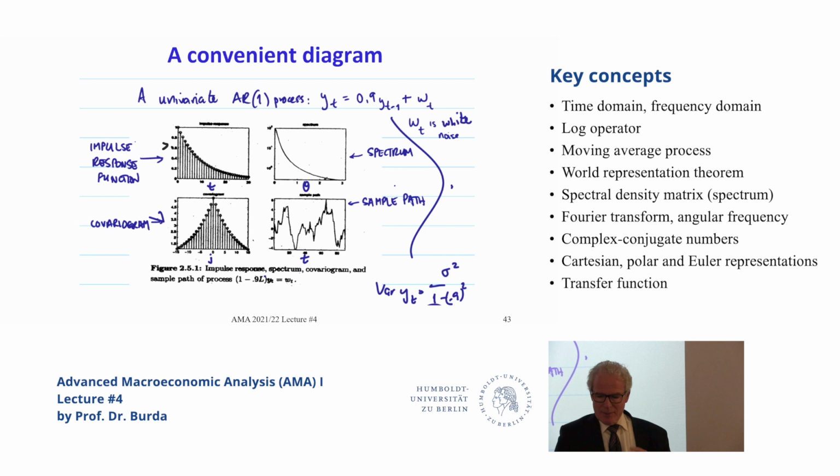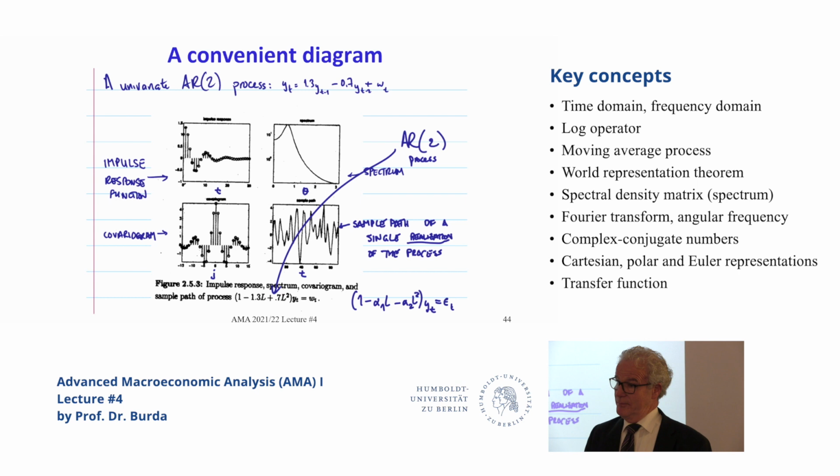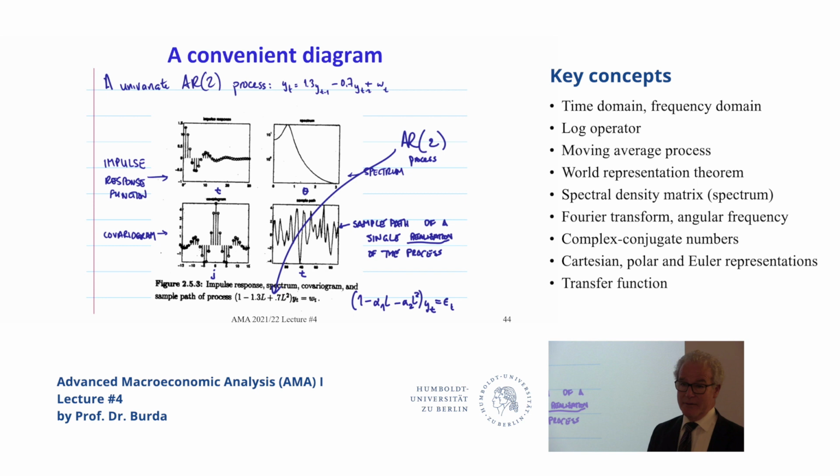Here's a more complex process. This is also in Lundquist and Sargent. This is the AR2. Now, the AR2 is something macro people love because it can deliver complex conjugate roots, so we can have the wave adjustment. We don't have to have it. Okay, it depends on the values of this coefficient, which is 1.3, and the second coefficient, the one on the lag. Call the first one alpha 1 and the second one alpha 2. Okay, so this would be the representation, if you like. And if you invert this, you can see that it's going to be an infinite moving average. Okay, that's an AR2 process.